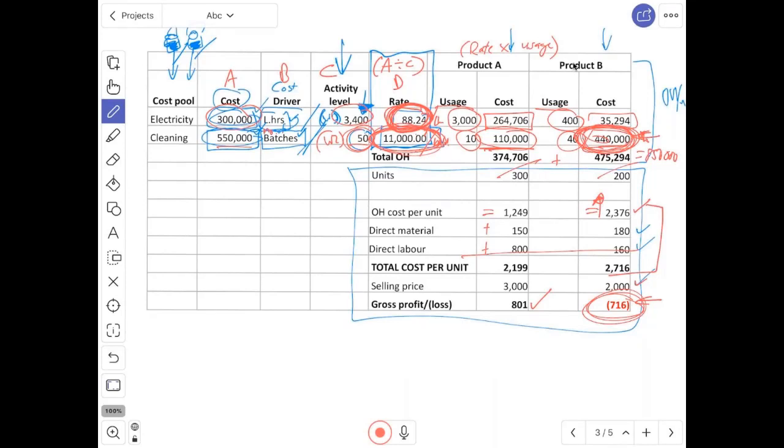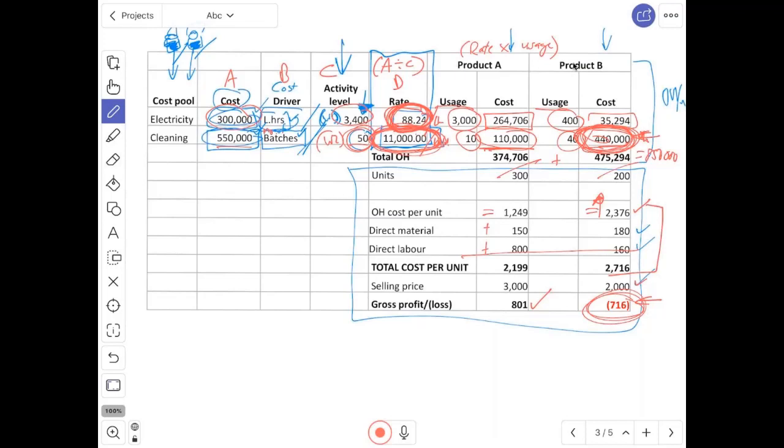It's because they produce such small batches. They only produce 5 units every time they have to spend 11,000 Rand on cleaning. Whereas A produces 30 units, 6 times as many units, every time they spend 11,000 on cleaning. So it's much more efficient. So what they could do is raise the selling price.